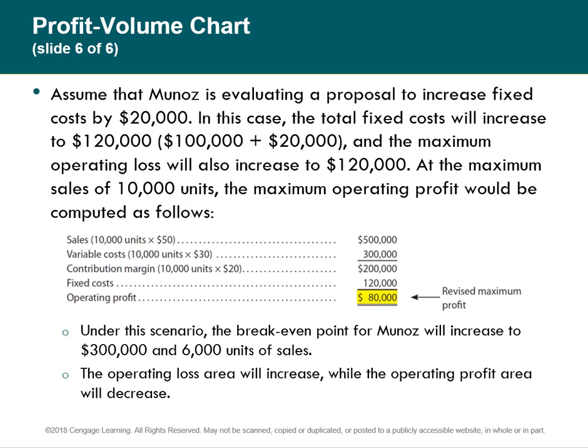So here's another example. Now he's looking at a proposal to increase fixed costs by 20,000. So now if fixed costs go up by 20,000, operating profit reduces from 100,000 to 80,000. And the break-even point will increase to 6,000 units of sales. So the operating loss area will increase while the operating profit area will decrease.